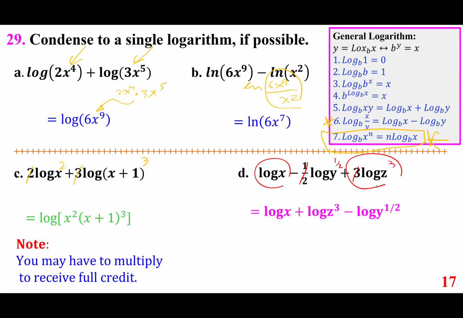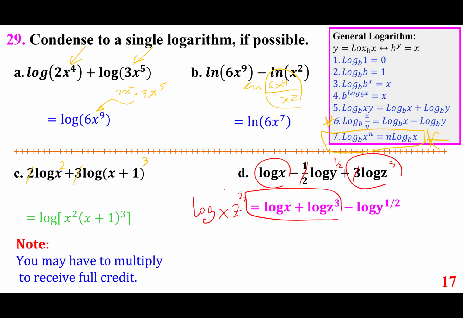So you see that in essence, if you just look at this part, that gives you log x z cubed. This one you change it to minus log square root of y. Now we use the quotient rule, reverse process from right to left. So log x z cubed over square root of y.